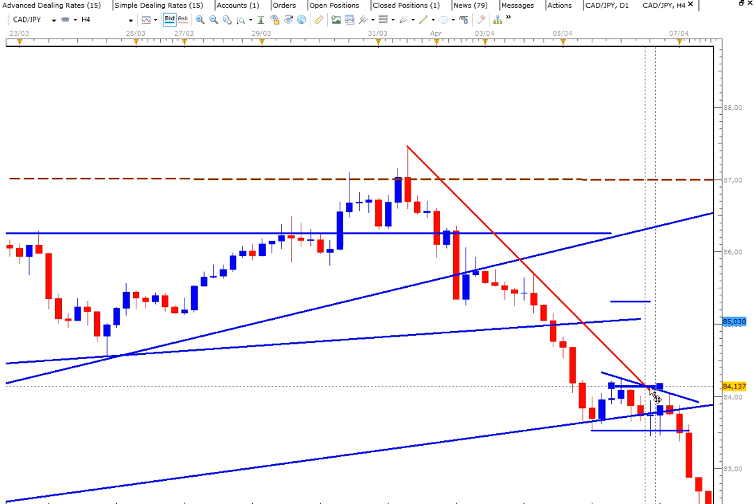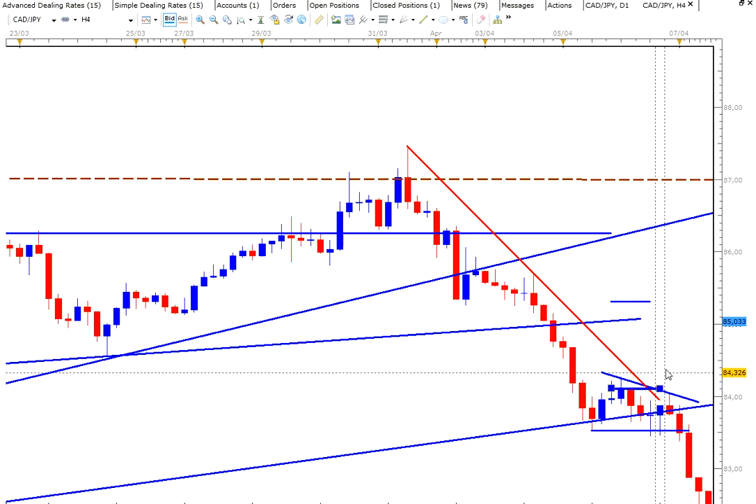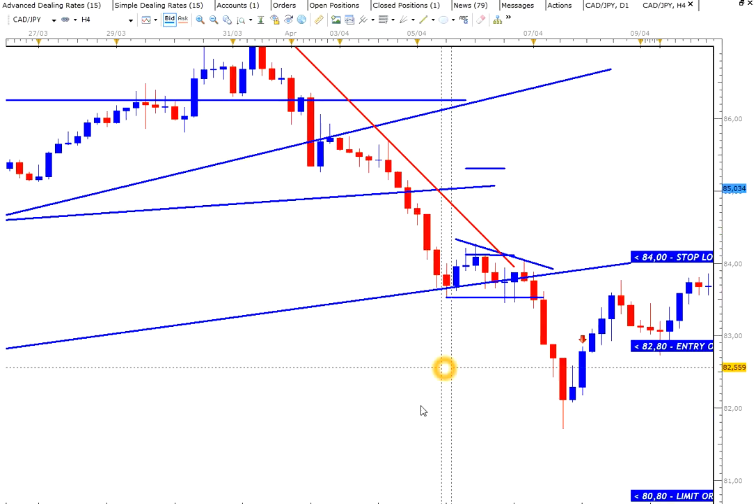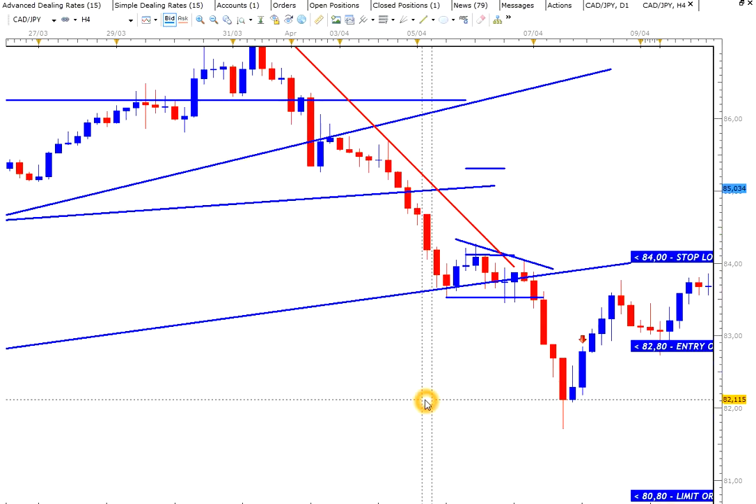So 84.10, targeting a 200 pip gain at 82.10. As you can see here, this would have been hit at this area shortly before the market actually started to reverse.